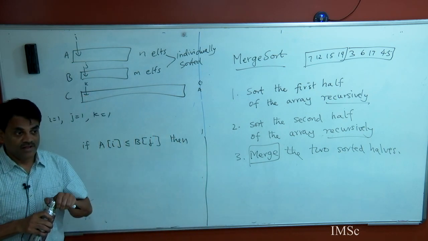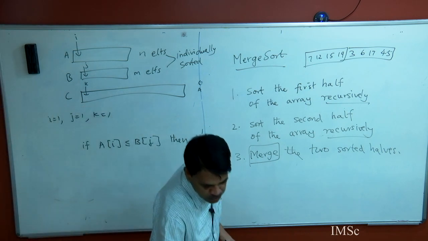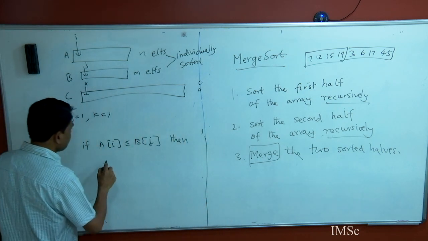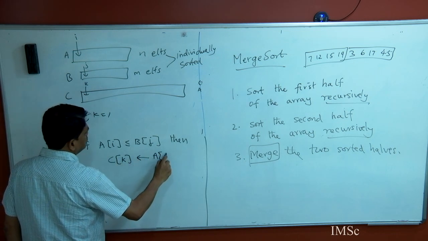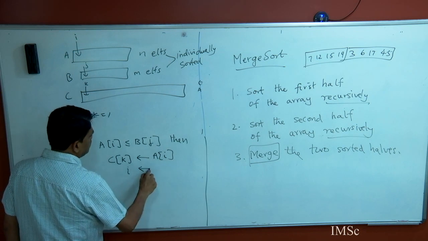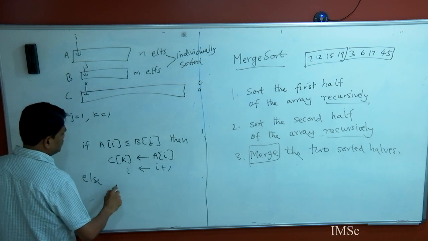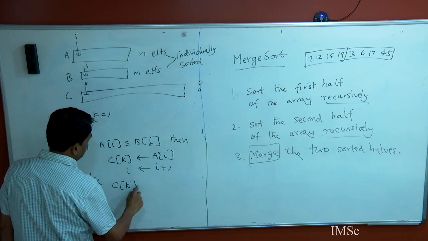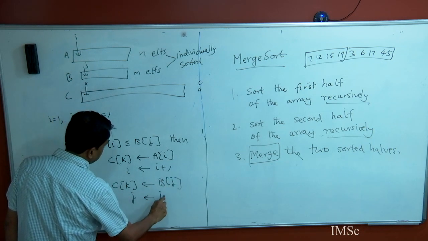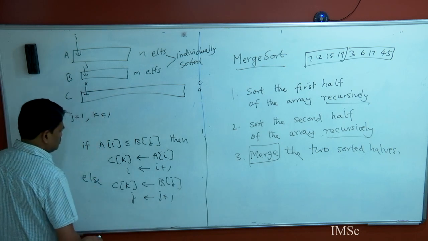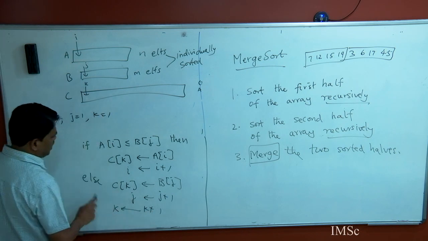Let us say ck equals ai, and i is incremented, right? I move the pointer. Else ck is bj, j is incremented, and k should also be incremented, whatever, right? In either case, k has to be incremented.